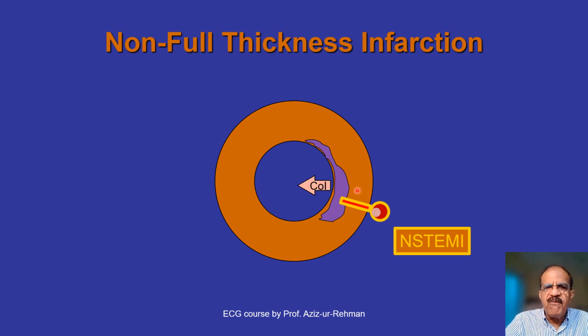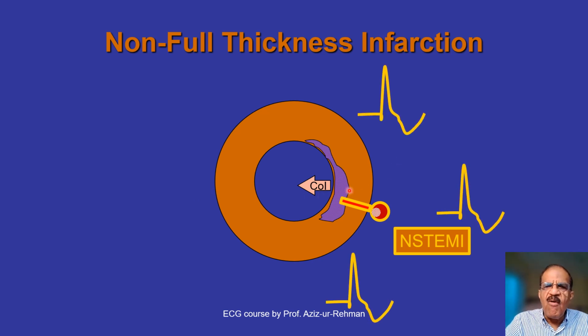Current of injury is flowing away because this is normal myocardium. This is depolarizing, repolarizing in a normal way. Only this part is producing current of injury, and this is affecting the other side more than this side. And current is flowing away from these leads. These are different leads. These are placed here, and there would be ST depression in multiple leads.